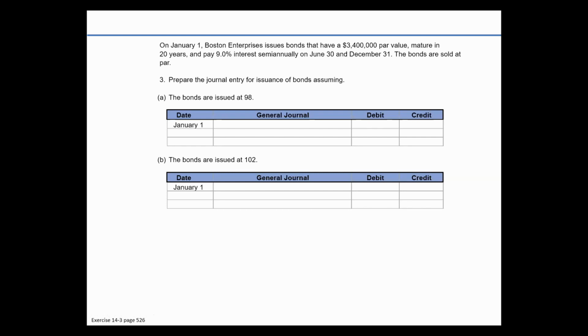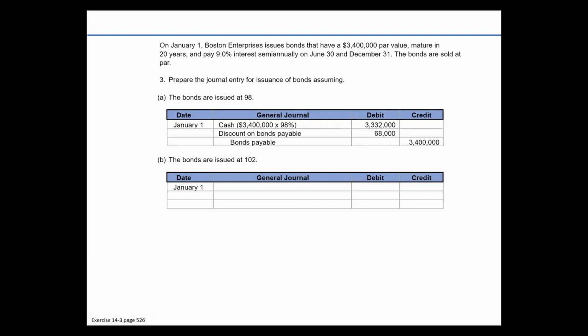So the first one would be with a discount because it's going to be at 98. So we see here that we would have a debit to cash of 3,332,000, because that would be 98% of the 3,400,000, right? And then the discount on bonds payable of 68,000, because they're still going to have to pay the full amount regardless, but they're just not going to collect that up front. And then a credit to bonds payable for 3,400,000.